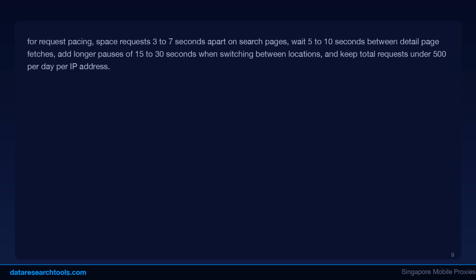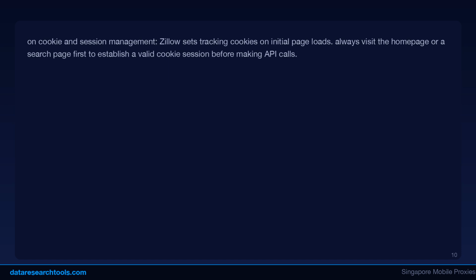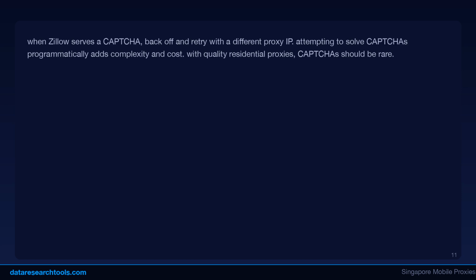Cookie and session management. Zillow sets tracking cookies on initial page loads. Always visit the home page or a search page first to establish a valid cookie session before making API calls. When Zillow serves a CAPTCHA, back off and retry with a different proxy IP. Attempting to solve CAPTCHAs programmatically adds complexity and cost. With quality residential proxies, CAPTCHAs should be rare.